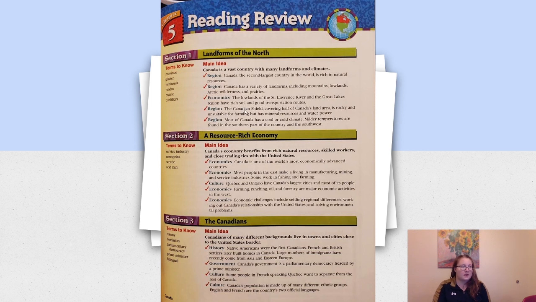Region. The Canadian Shield, covering half of Canada's land area, is rocky and unsuitable for farming, but has mineral resources and water power. Region. Most of Canada has a cool or cold climate. Milder temperatures are found in the southern part of the country and the southwest. Section 2 is about their economy, the main ideas.